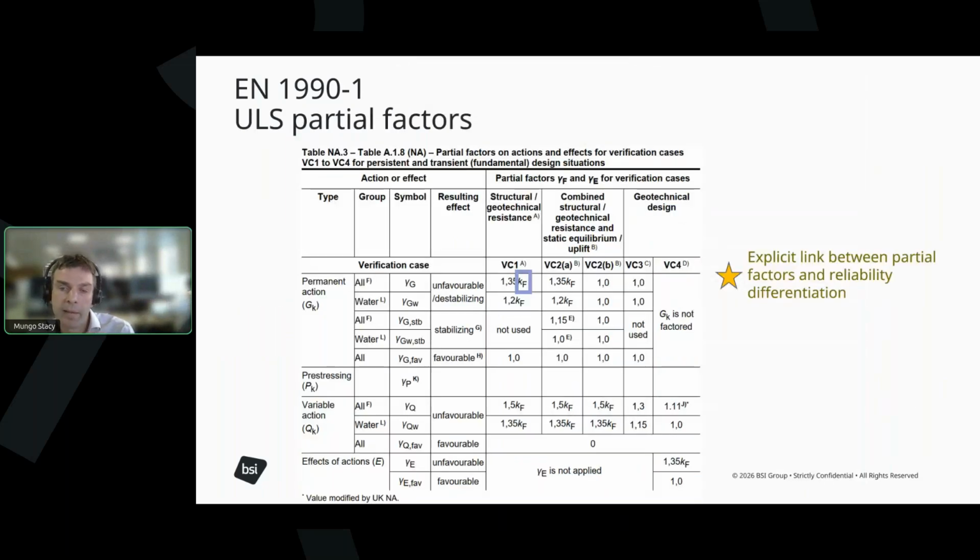Great, and lastly in this main text, you will see in this table of partial factors that there is this KF multiplication factor, which is a facility for reliability differentiation. And one thing that is new in second generation Eurocode is this explicit link between the partial factors and reliability differentiation. Now that was present in first generation Eurocode, although it was somewhat buried in Annex B of EN 1990.